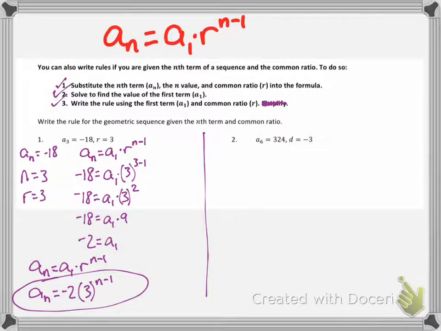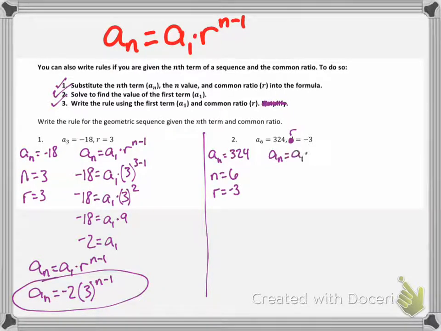Last example here, same exact idea. I tell you the sixth term is equal to 324. And unfortunately here, a little typo. Again, they all kind of mean the same thing here, but to be exact, it is a common ratio. So again, we're going to use r for that. The common ratio there would be negative 3. So, a sub n is 324. It is the sixth term, so n is 6. And the ratio is negative 3.